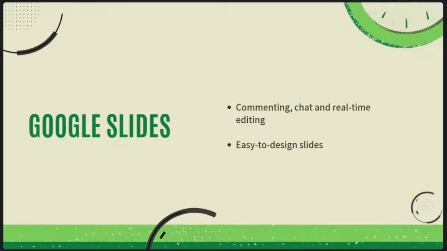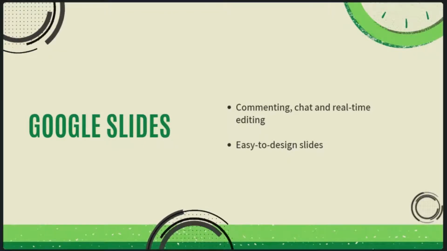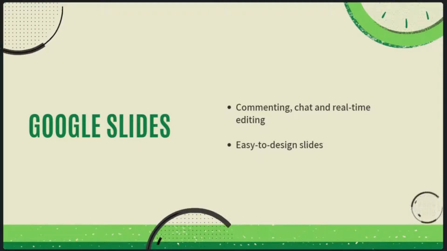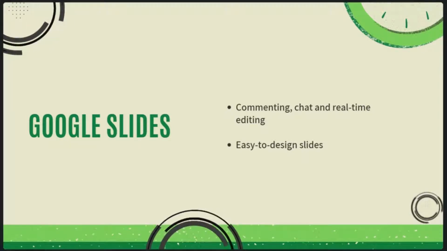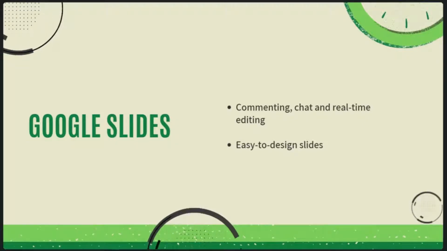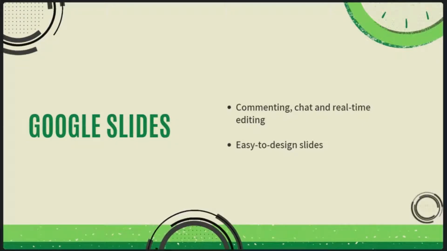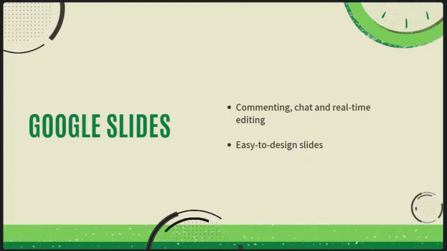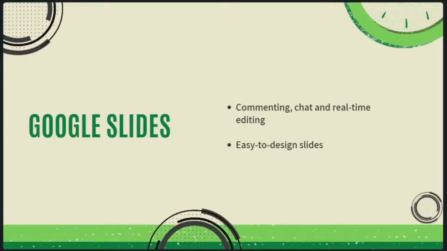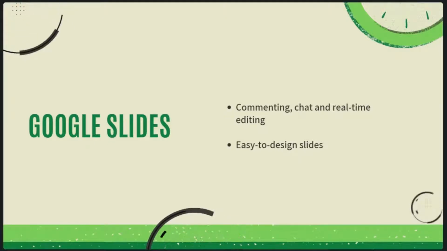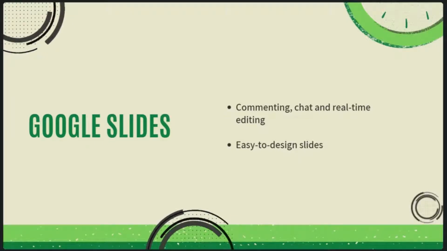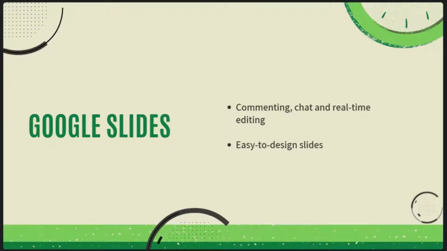So basically, collaboration is the main objective of Google Apps, no? Because you can work or edit your Google documents online anytime, anywhere. You just have to have a Google account, an internet connection, and a device, and you're good to go.